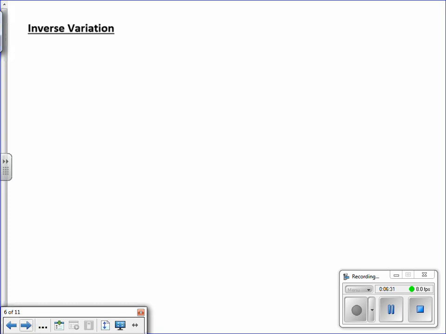All right, so finally we've come to inverse variation. Now, inverse variation is when the variables act inversely of each other. So when one of the variables increases, the other decreases. When one variable decreases, the other one increases. So they're like the opposite. They're the reverse of each other. The equation for inverse variation that you have to remember is y equals k over x.